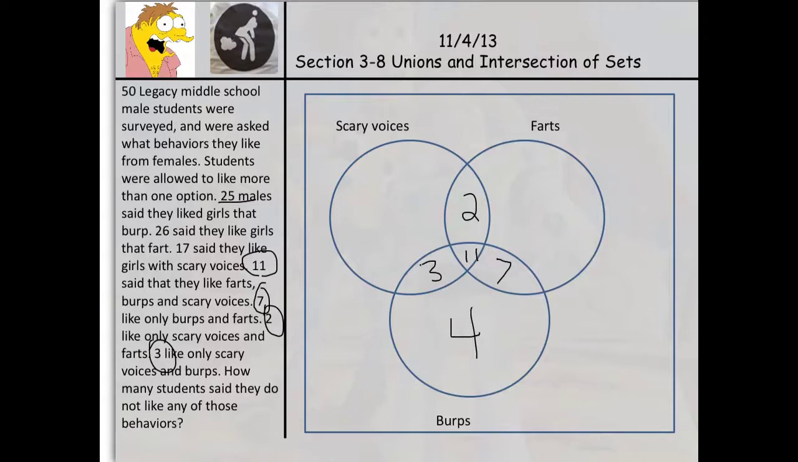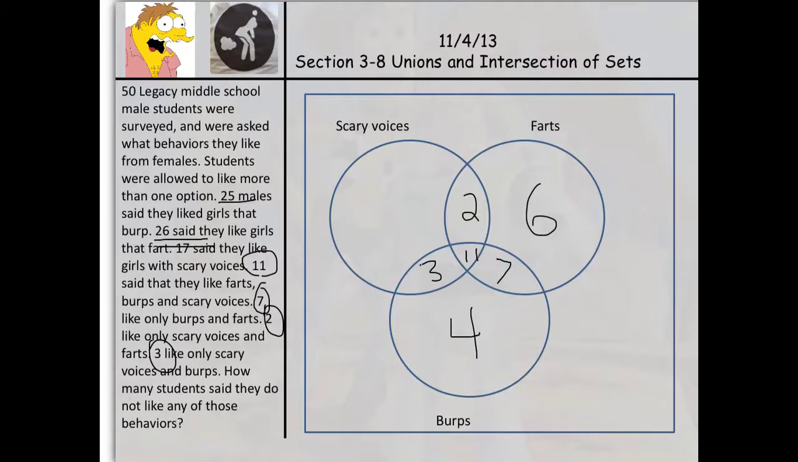So now let's look at this other circle. 26. That's a bad underline. 26, they said they like girls that fart. Well, in the circle so far, I have a 7, a 2, and 11. So I'm going to add those up. 7 plus 2 is 9, plus 11 is 20. And I need to add that to 26, so I'm going to put a 6 here.